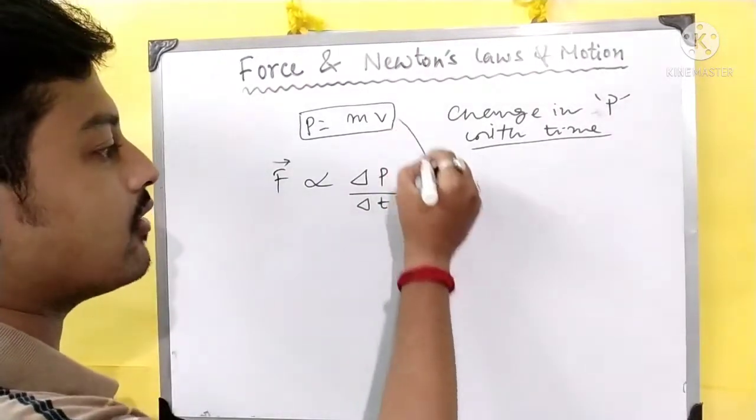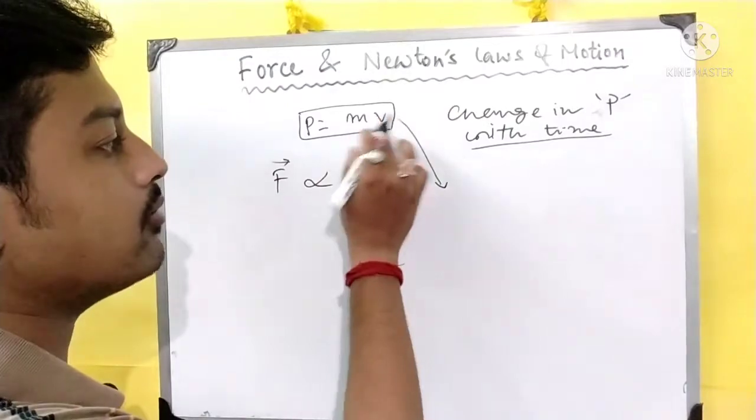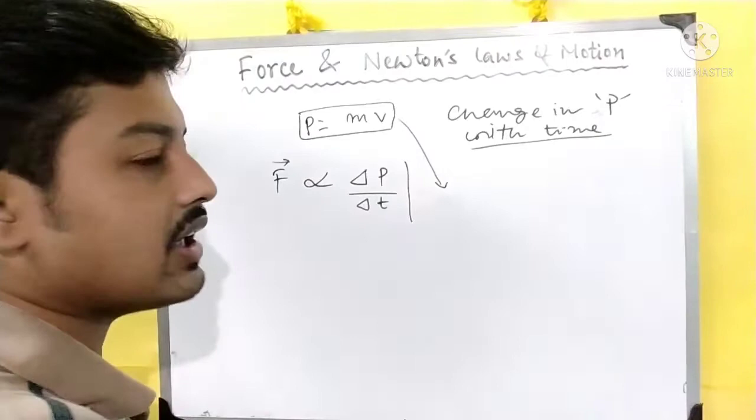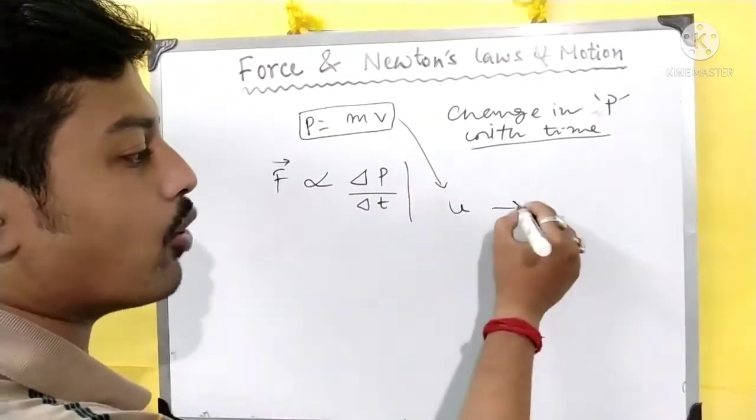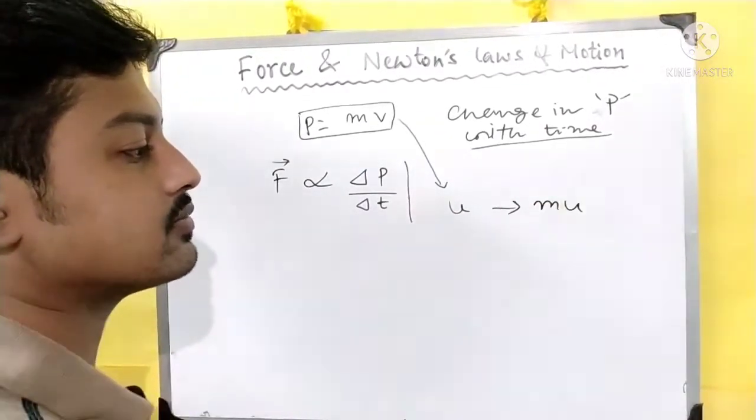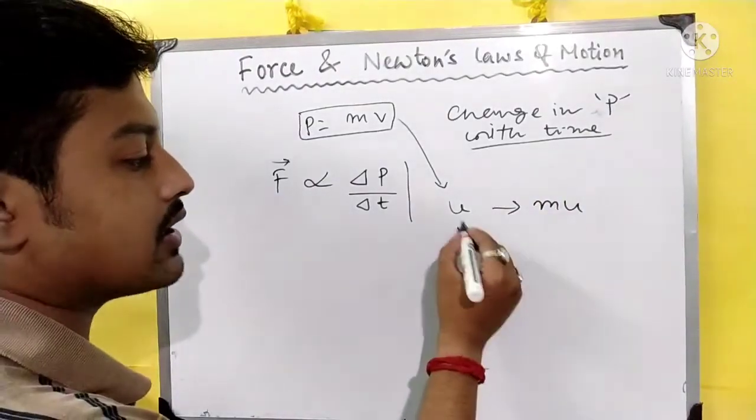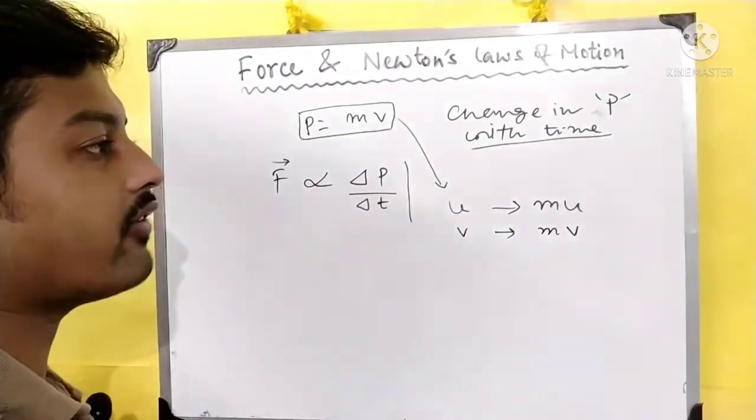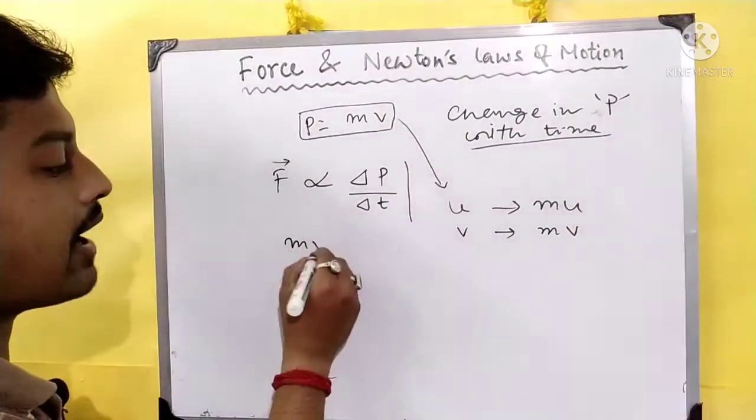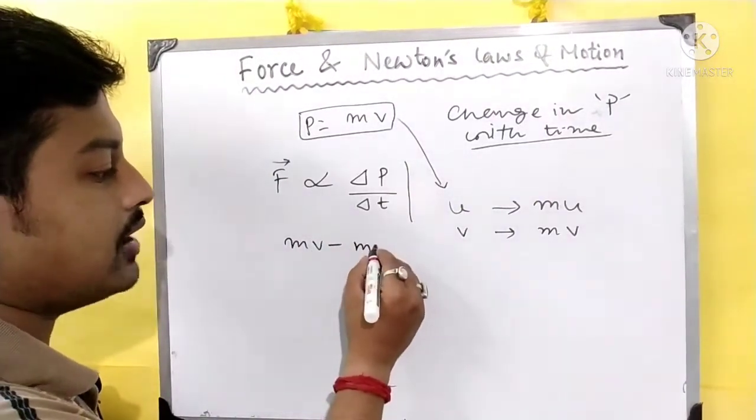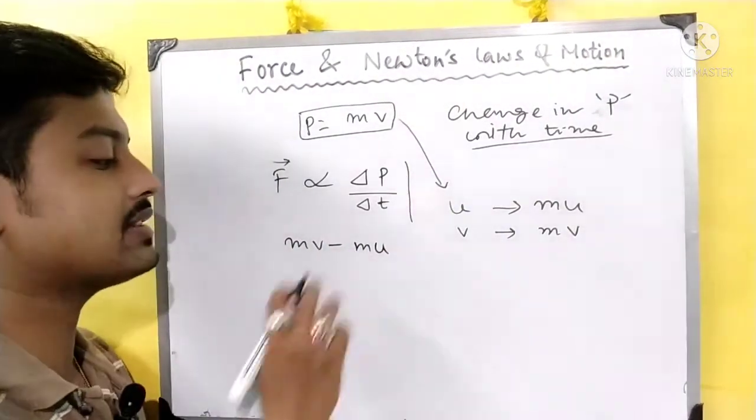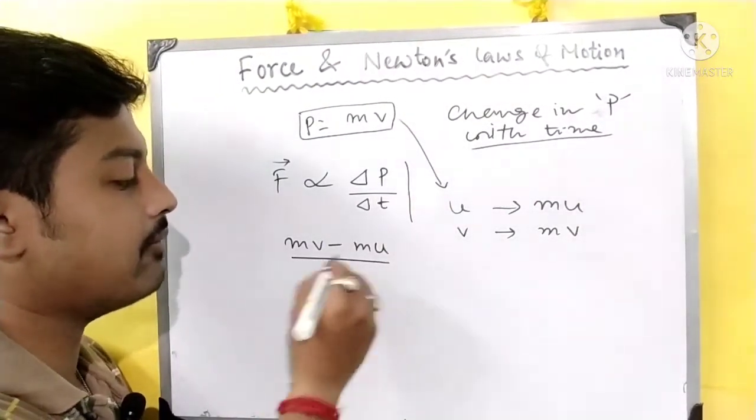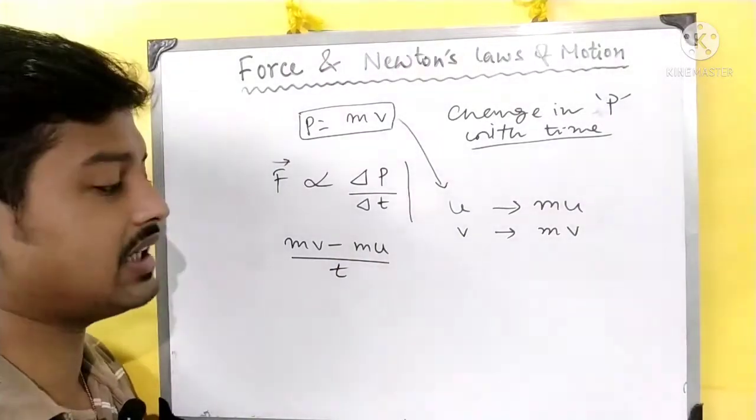We have learned that momentum has the expression m times v. Let's say a body has initial velocity u, so its initial momentum is mu, and final velocity v, so its final momentum is mv. How can we find the change in momentum? Simply by subtracting mu from mv, so mv minus mu gives us the change in momentum. If you divide it by time, it gives us the rate of change of momentum.